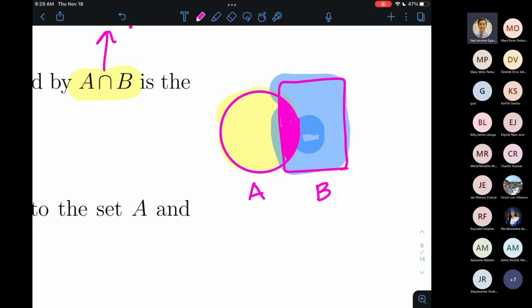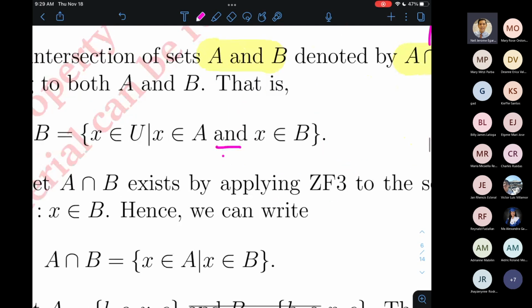So si A, itong element na to, tawagin nating X, wala siya sa intersection kasi na kay A nga siya, pero wala naman siya kay B. Remember that the connective and requires the both propositions to be true. Okay? So element nga siya ni A, pero hindi naman siya element ni B, so wala siya dapat sa intersection. Okay?